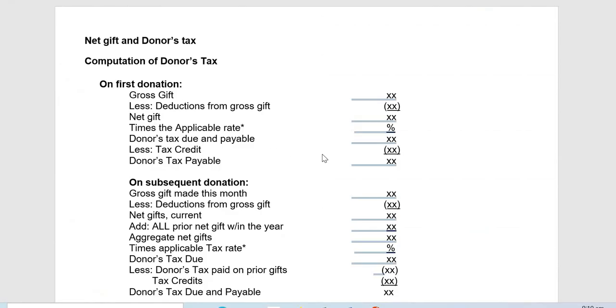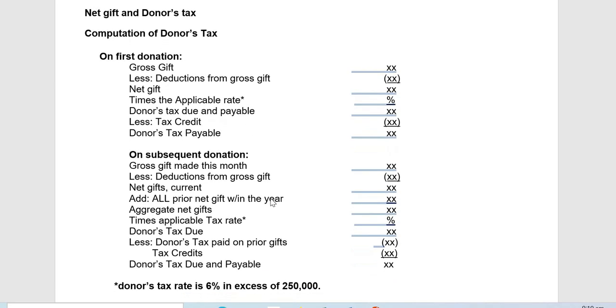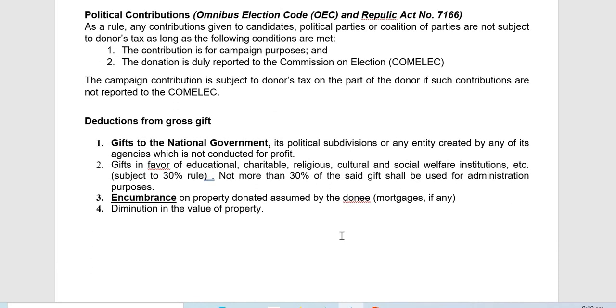So for this time, we'll discuss the net gift and donor's tax, or the computation of the donor's tax. First, you'll determine the gross gift, and next would be the deductions from gross gift. So, we'll discuss muna what the deductions from gross gift are. A deduction from gross gift are gifts to the national government, its political subdivision, or any entity created by any of its agencies which is not conducted for profit, no?